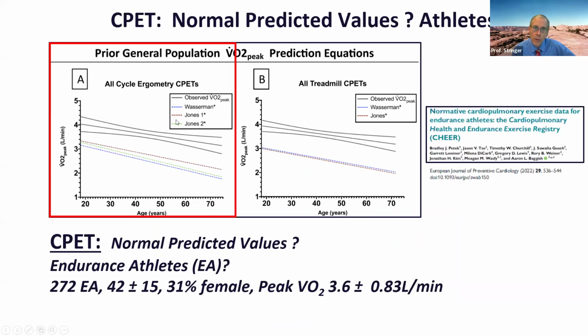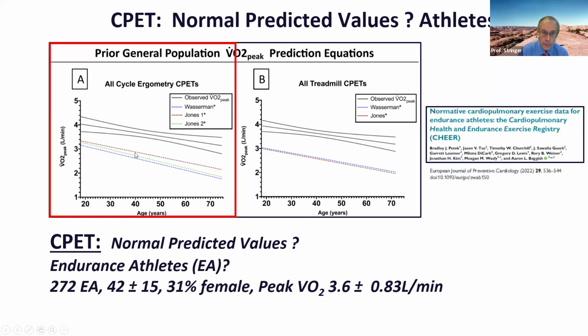So what they did was they have cycle and treadmill here, and they put down essentially their observed oxygen uptake. And you can see, let's say at age 40, their predicted oxygen uptake is almost 4 liters in these patients. Now, see these little lines down here, these little colored lines? This is where I live. I use Washington predictors, but Jones predictors are good as well. But you can see for a 40-year-old person, that predictor is only about 2.8.